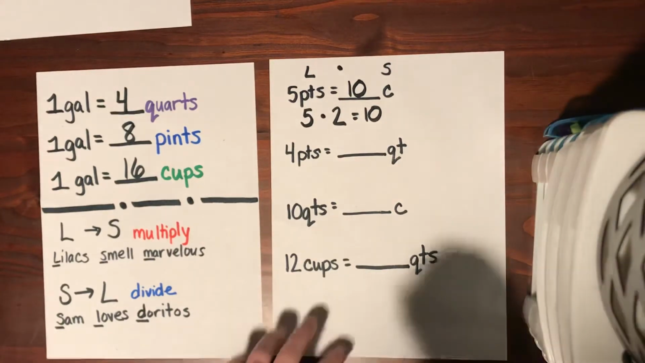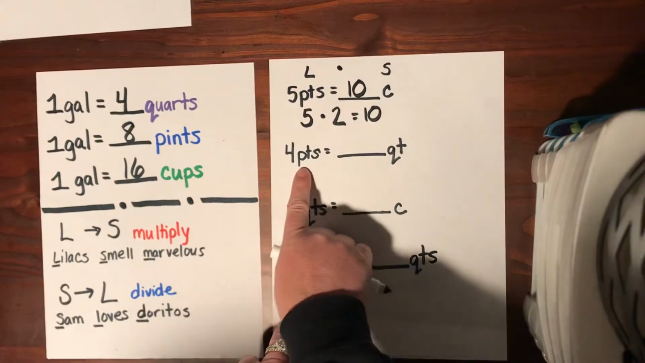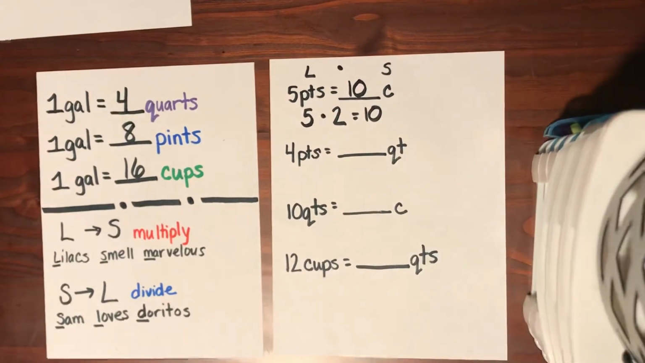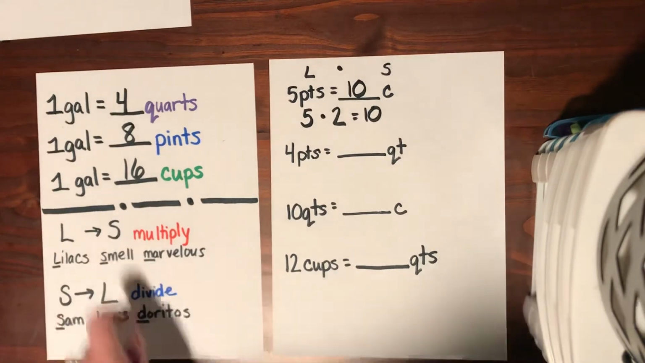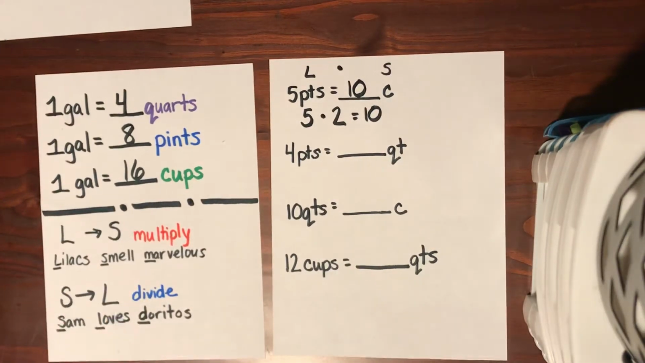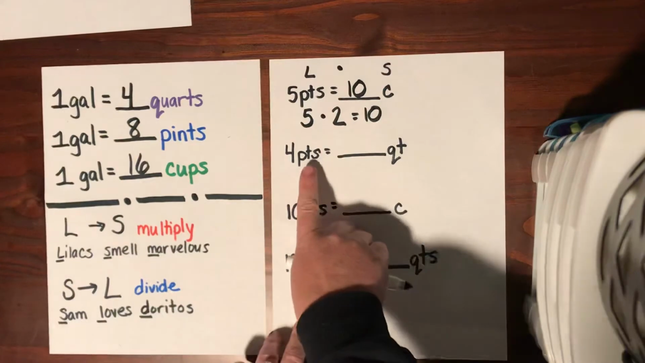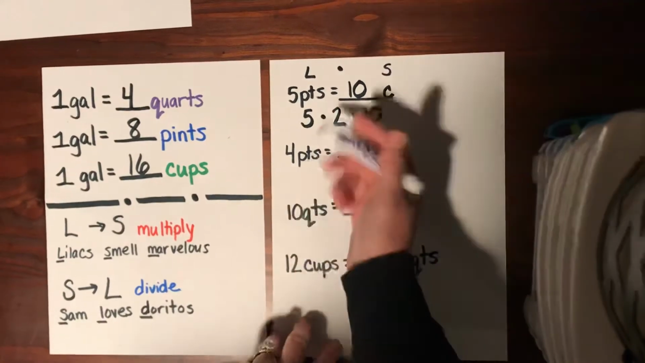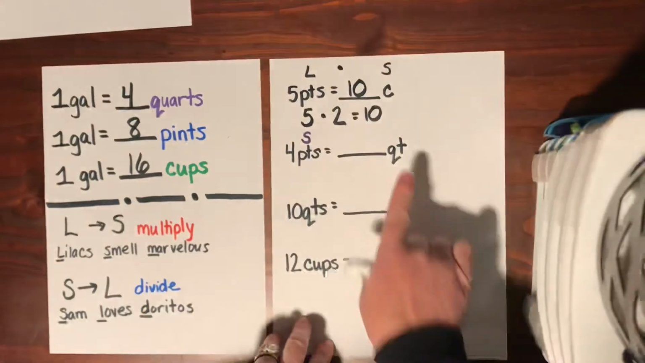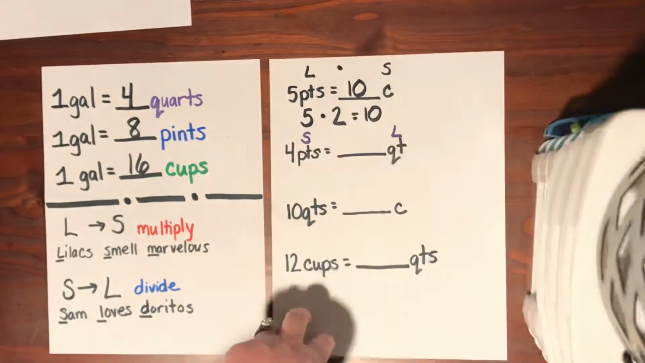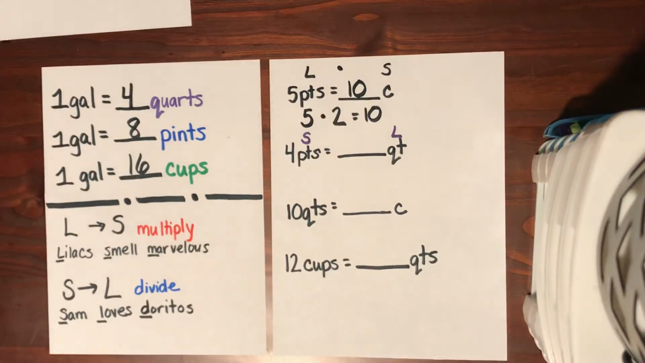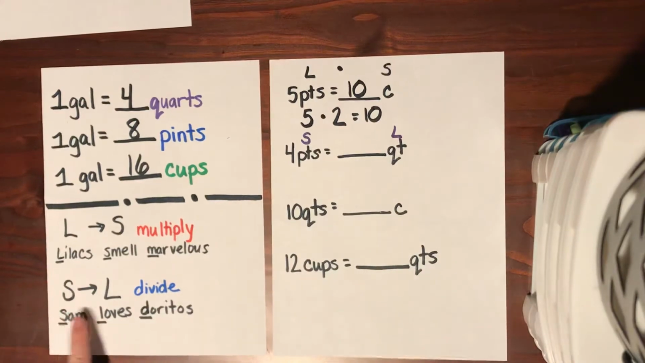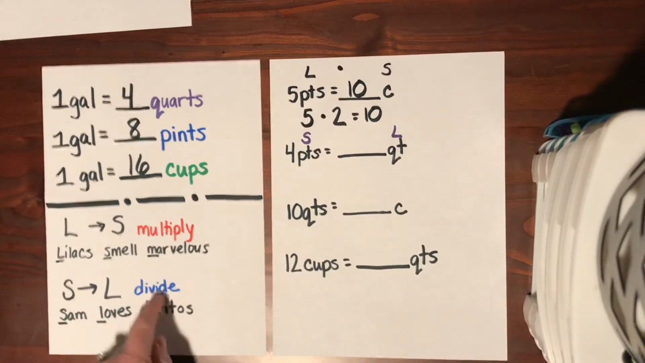First thing you want to do, it's asking 4 pints equals how many quarts? You want to ask yourself, am I going from a larger unit to a smaller unit, or am I going from a smaller unit to a larger unit? So I know that we have pints and quarts that we are comparing here. I know that pints are smaller and quarts are larger. Once you know the rule, we're going from a smaller unit to a larger unit. Sam loves Doritos. We're going to divide.